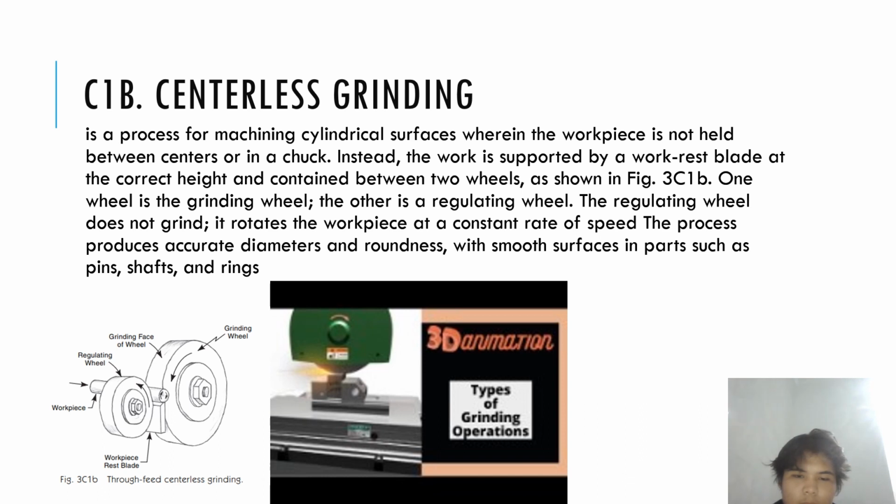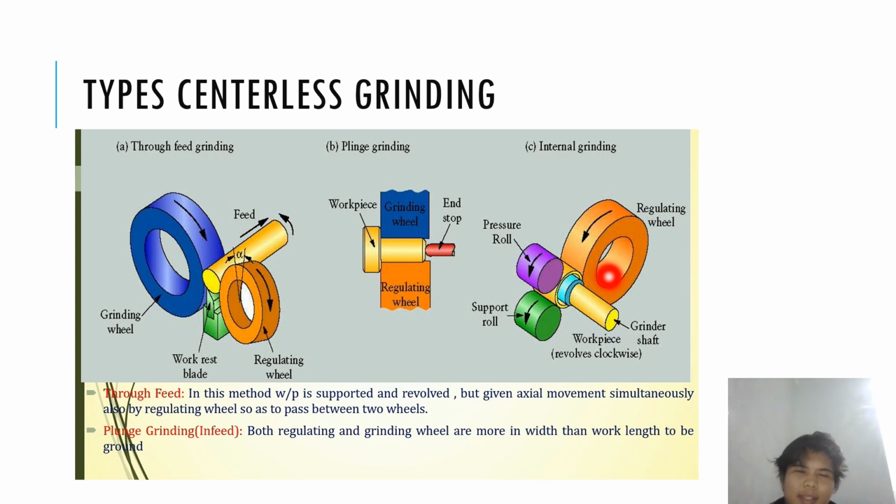External cylindrical grinding. I need to skip this because I cannot just go to the point. Centerless grinding has three types: through feed grinding, range grinding, and internal grinding. You can see the difference between them here. Through feed grinding has a regulating wheel at a different angle here and the work rest blade here. So the workpiece is going to go through the grinding wheel and regulating wheel and also the work rest blade. Range grinding is just like a normal one, and internal grinding is where you machine inside the workpiece.